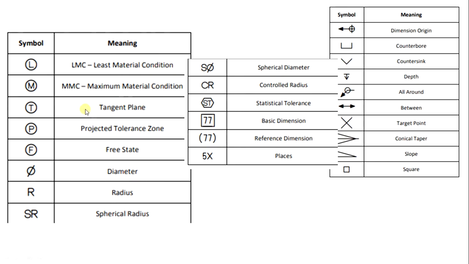Then we have the different modifiers, like the M modifier in the earlier feature which we have seen. We have L for least material condition, M for maximum material condition, and T for tangent plane, which can be shown if you want to show the projected zone. Likewise free state, diameter, radius, and sphere radius. Following may be the extensions, or modifiers, which can be used in the tolerance feature blocks. In relation to that, we have dimension origin, depth, all round. Following can be the symbols which will be used.